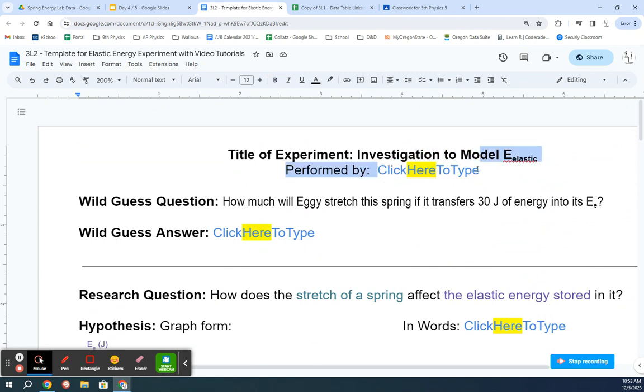Again, by now you should have typed in your name here, of course, performed by. And then we want to try and answer this question. How much is the string or the bungee going to be stretched if it gets 30 joules of energy? And again, it's a wild guess, right? We don't expect you guys to have the right answer. We don't want you to go back and change it later. We just want a wild guess. 30 joules of energy, how much do you think it's going to stretch? You guys can go ahead and fill that in.